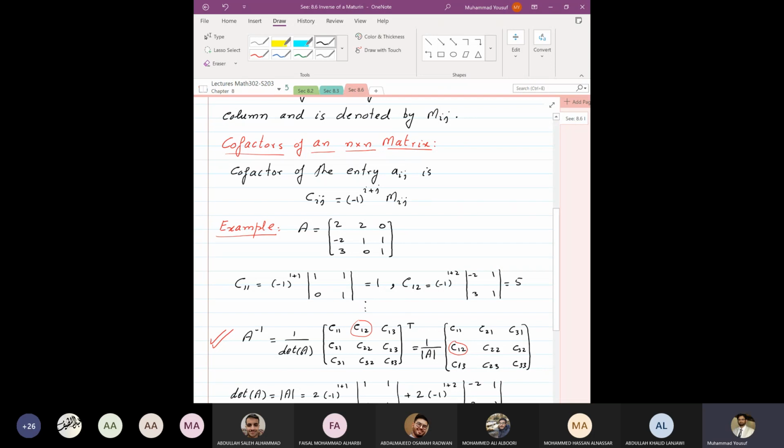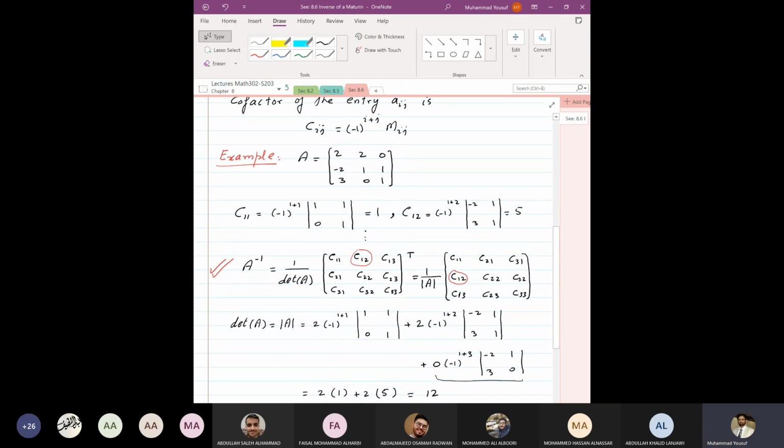this matrix of cofactors and then its inverse, this matrix is called ADJ. We read it as adjoint of A. Adjoint of A is equal to transpose of the matrix of cofactors. Adjoint of A is equal to transpose of the matrix of cofactors. That is called adjoint of A.